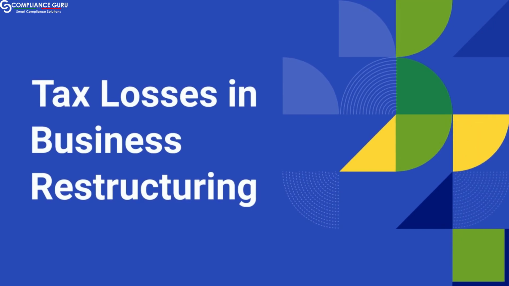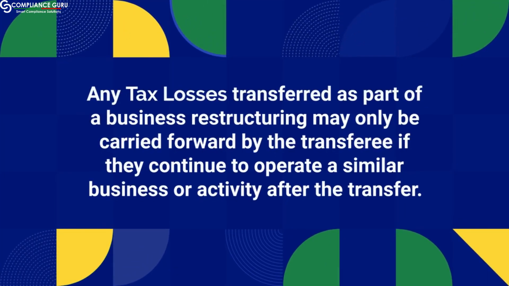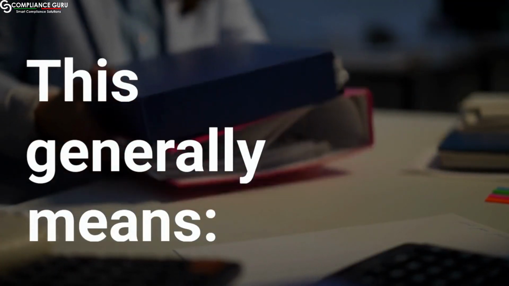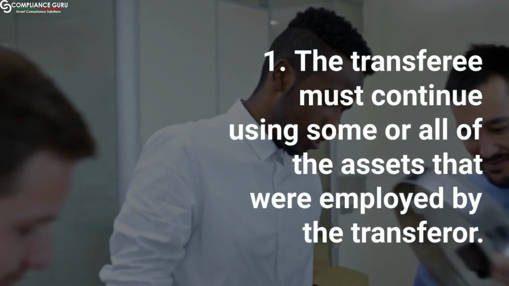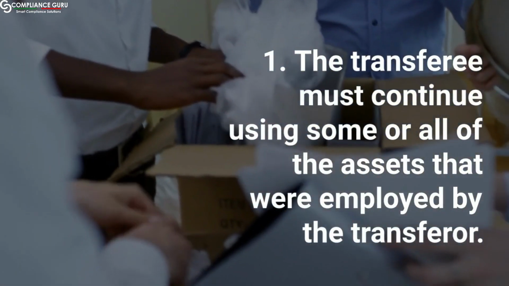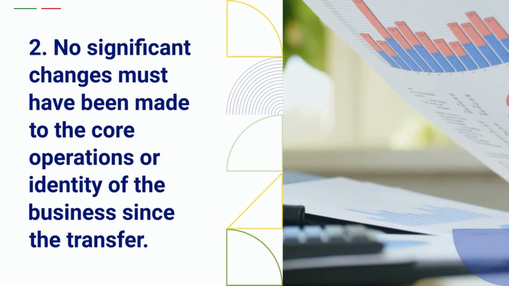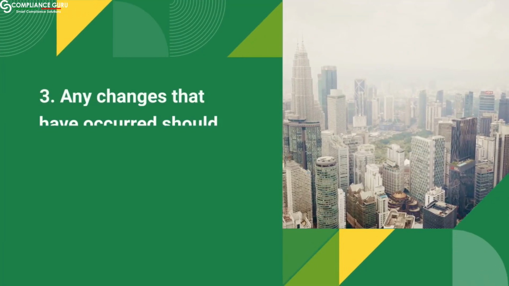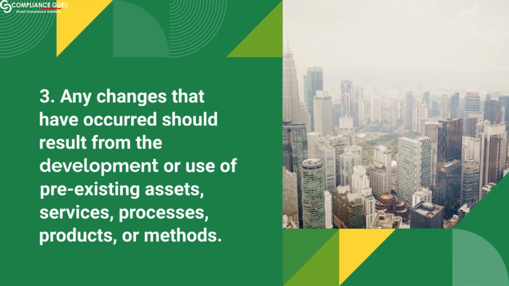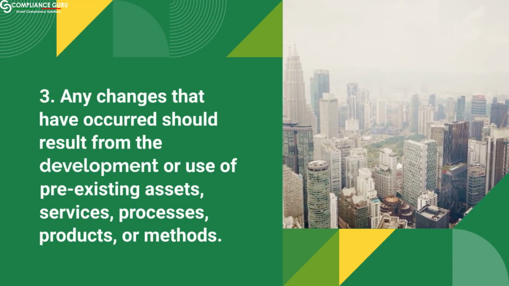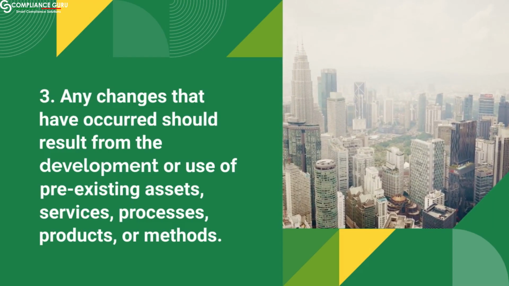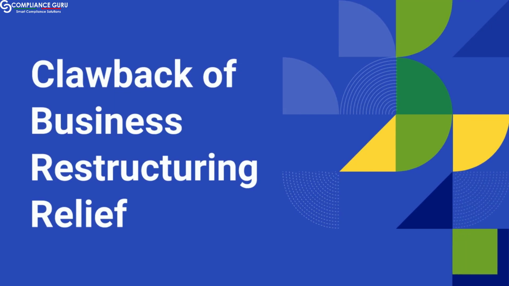Tax losses in business restructuring. Any tax losses transferred as part of a business restructuring may only be carried forward by the transferee if they continue to operate a similar business or activity after the transfer. This generally means: 1. The transferee must continue using some or all of the assets that were employed by the transferor. 2. No significant changes must have been made to the core operations or identity of the business since the transfer. 3. Any changes that have occurred should result from the development or use of pre-existing assets, services, processes, products, or methods.